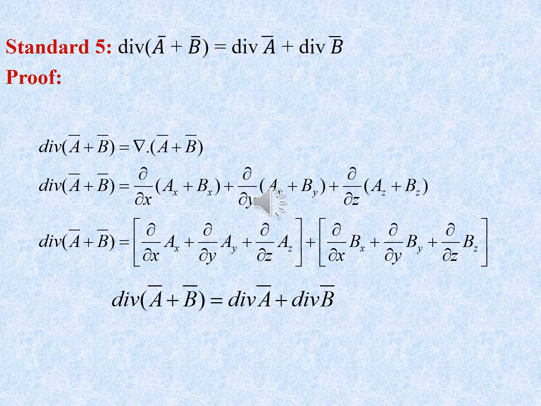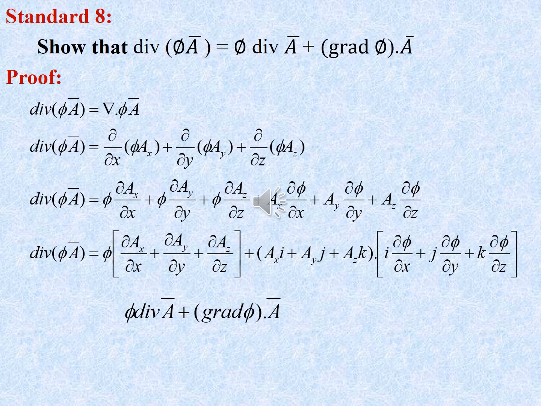So that is equal to ∂/∂x of Ax plus ∂Ay/∂y plus ∂Az/∂z plus ∂Bx/∂x plus ∂By/∂y plus ∂Bz/∂z. So the first term represents div A bar, the second term represents div B bar. So at last, div of (A bar plus B bar) is equal to div A bar plus div B bar. Standard 8.